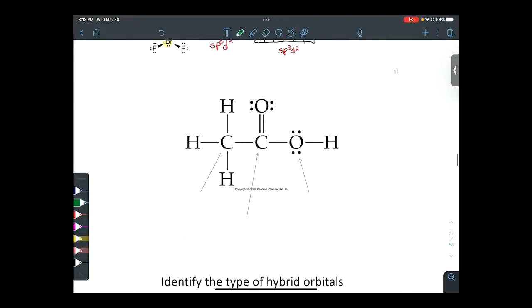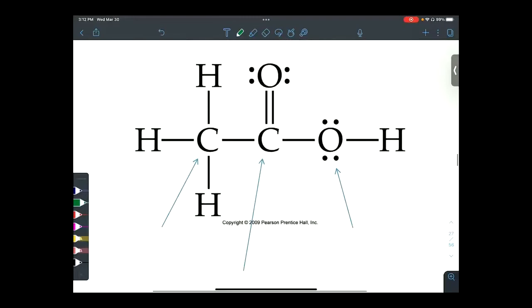Okay, so let's wrap this up. Just really quickly, you should be able to look at any central atom and predict what the hybridization is, right? Because what's the criteria you're looking for? Electron domains. So going left to right, that first carbon is what hybridization?